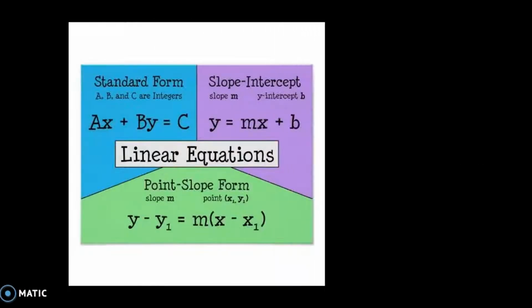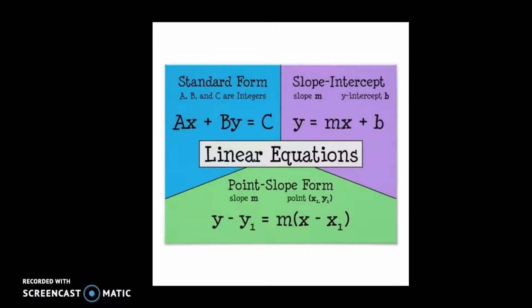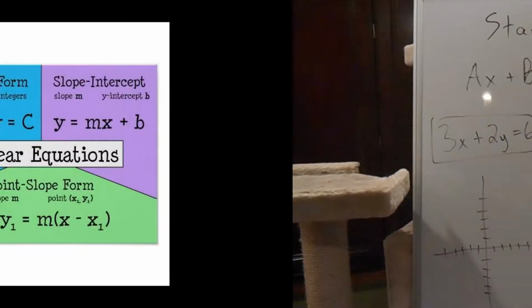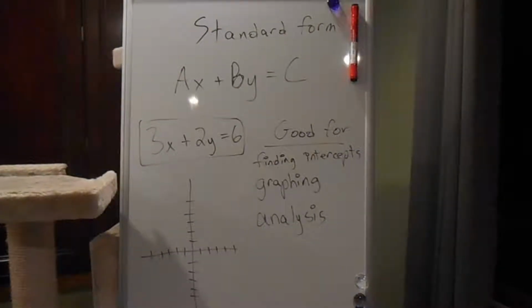Alright, so these are our forms of a line. We have the standard form, the slope-intercept form, and the point-slope form. Each one of them can be used for different applications. The first form we're going to show is the standard form.